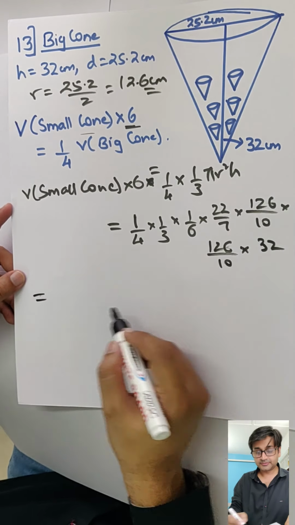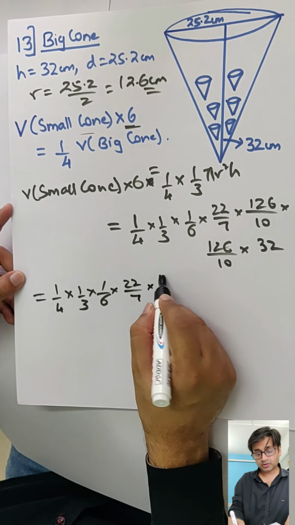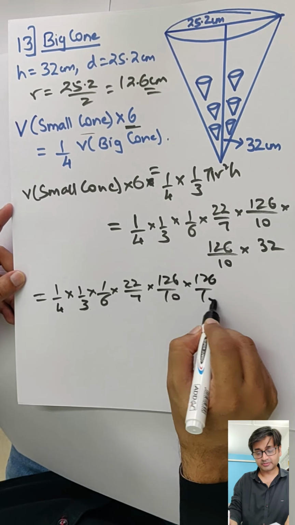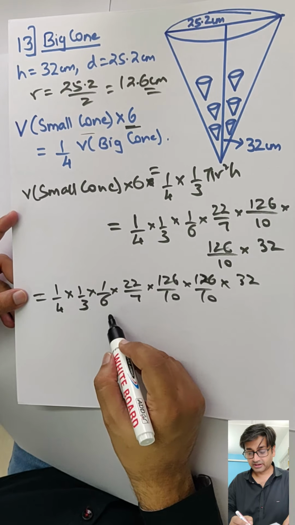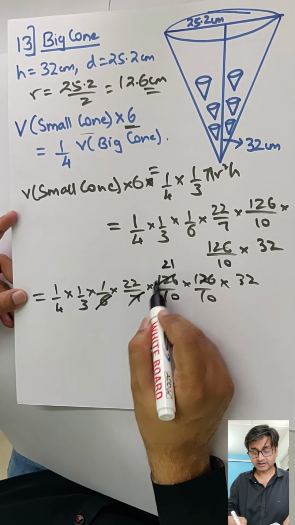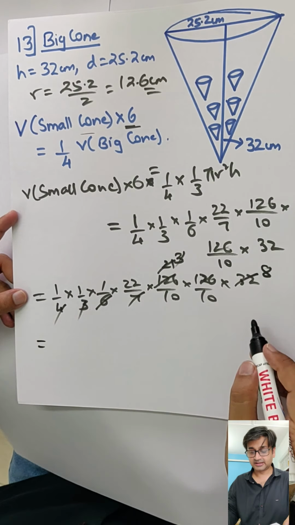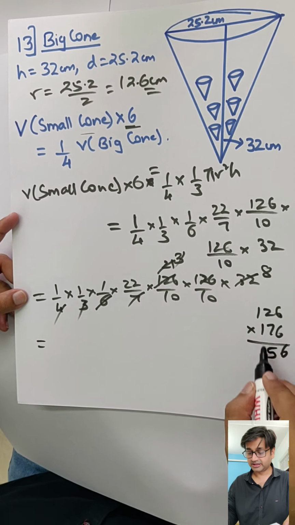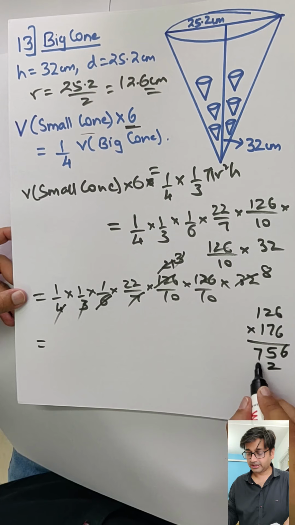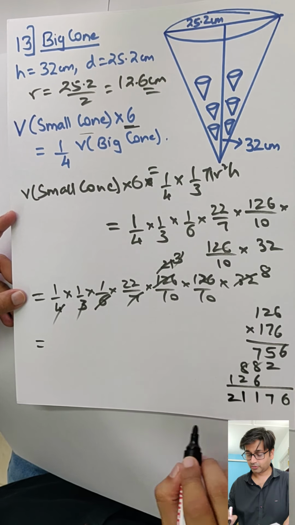Now you'll have to cancel all this. So let me write it nicely, otherwise we will mess up. 126 by 10, 126 by 10 and 32. Let us see if we can cancel everything, or whatever we can cancel. 6 ones are 6, 2 ones are 2, 7 ones are 7, 3s are, 3 goes, 4 ones are 4, and 4 8s are 32. Nothing else can be cancelled, so let's multiply. 126 into 176.